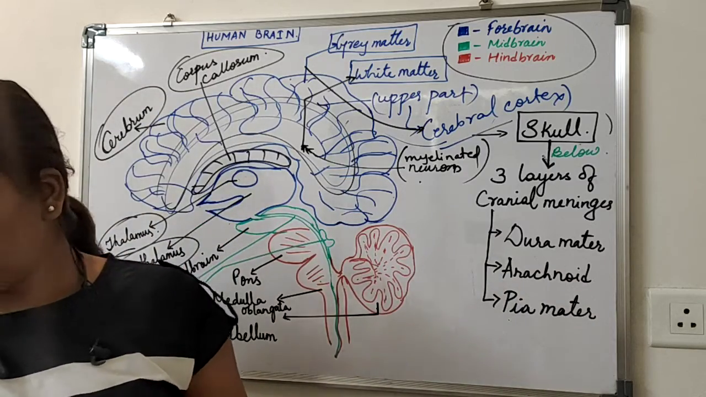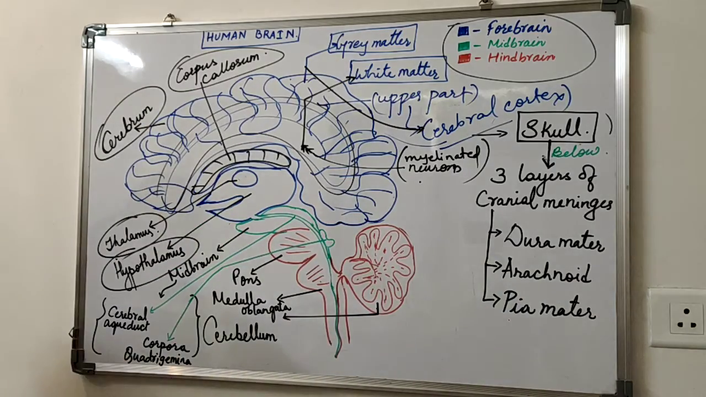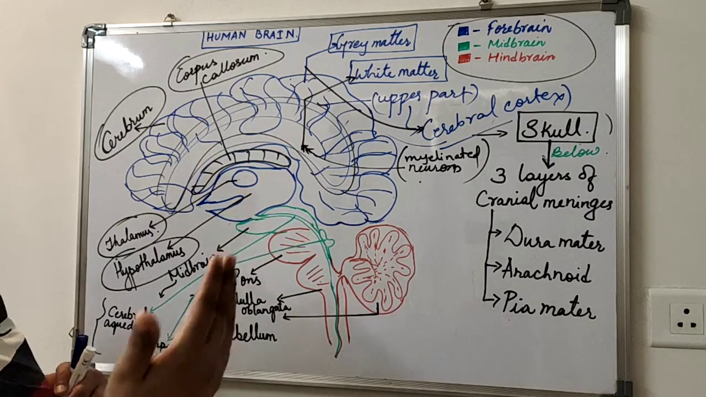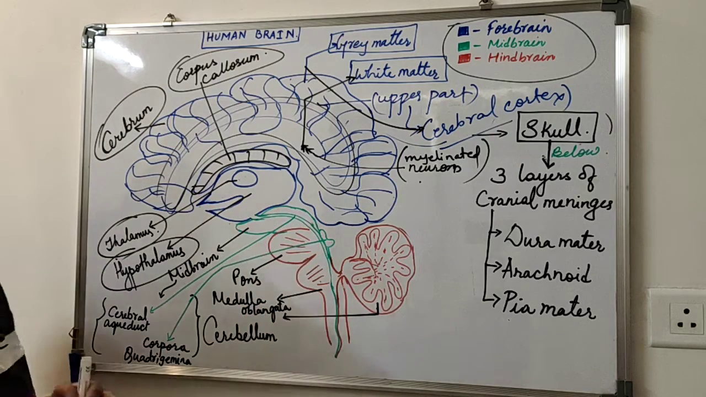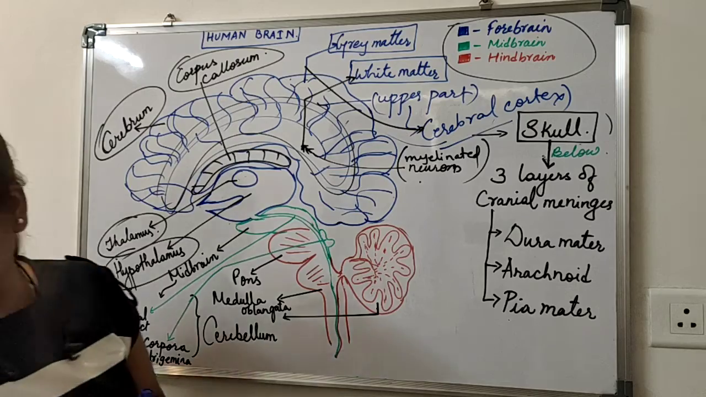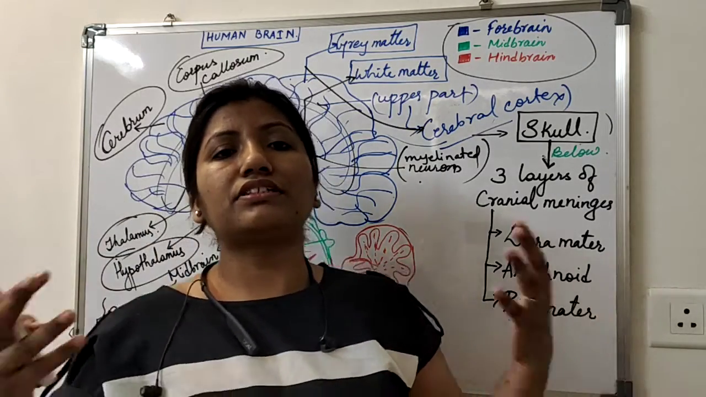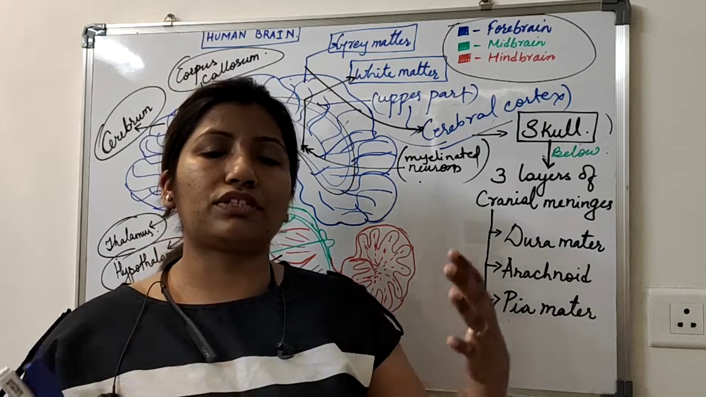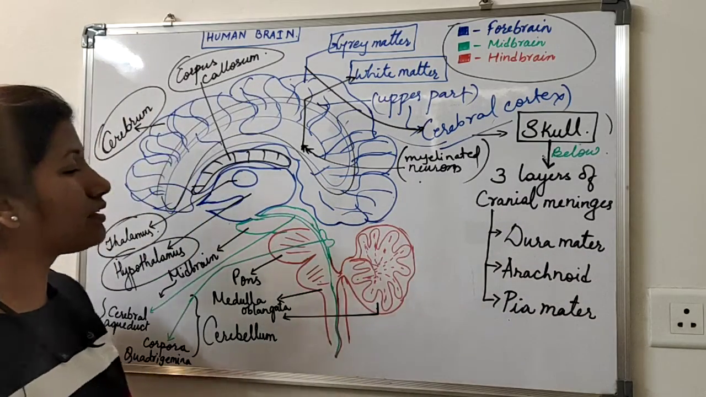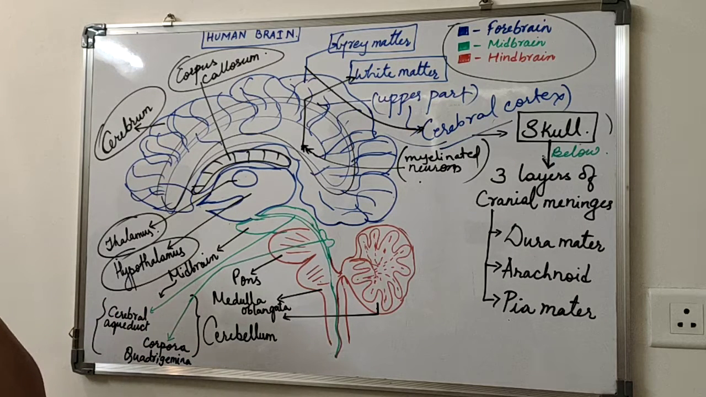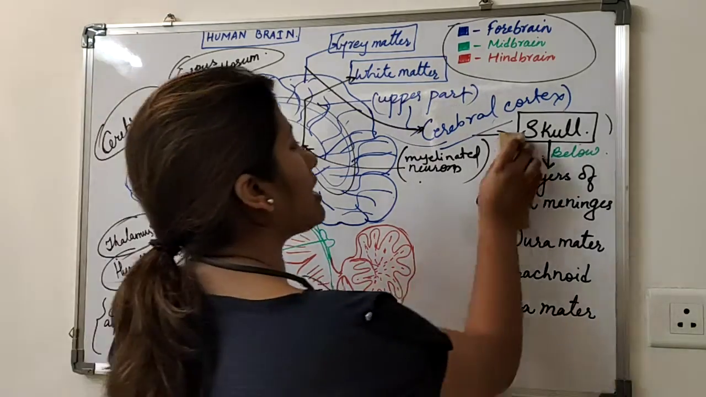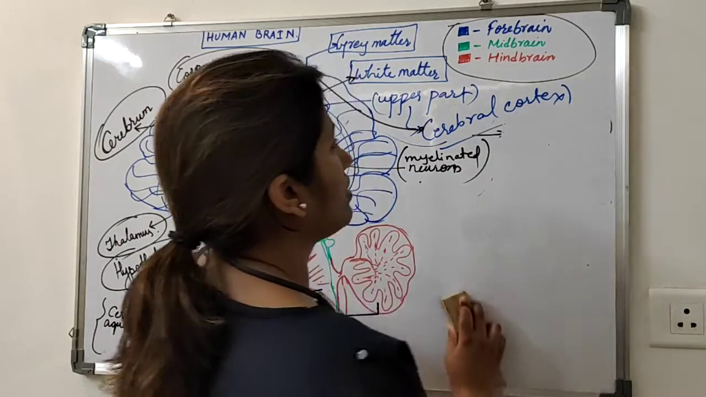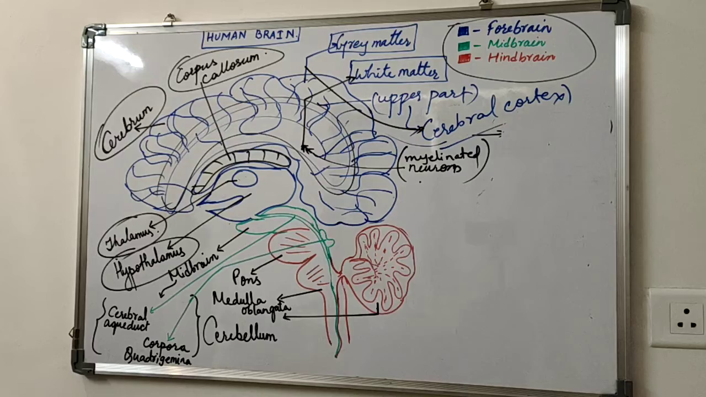And between the sensory neuron and the motor neuron, there is an area which is called the association area. This association area interconnects the motor neuron and sensory neuron areas, and helps in communication. So the association area, motor area and sensory area are present around the cerebral cortex.